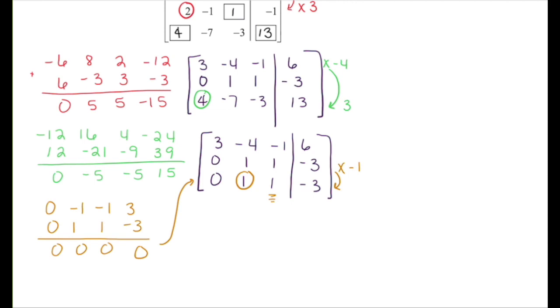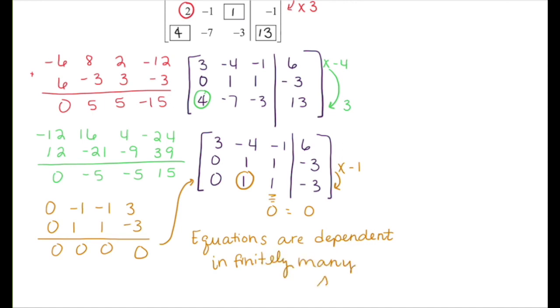This tells me that the equations are dependent. And because 0 certainly does equal 0, there are infinitely many solutions. And this concludes our lesson on solving systems of equations with matrices.